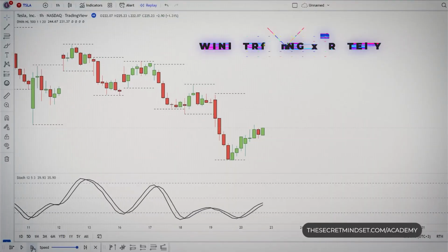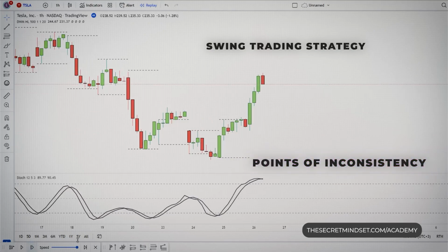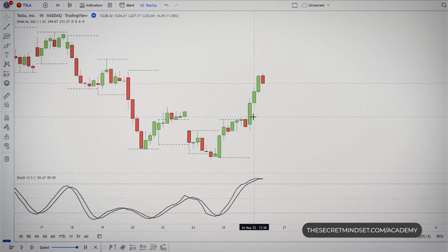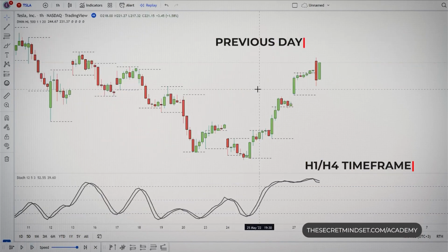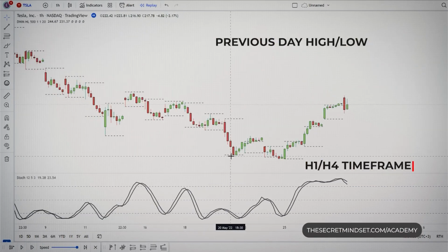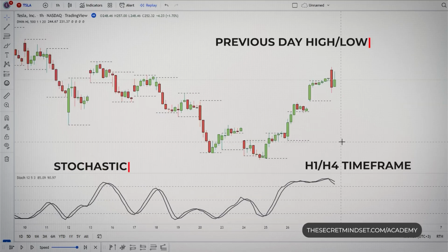Today I'm revealing a powerful swing trading strategy, which implies finding points of inconsistency on a market. We'll use the hourly and the 4-hour time frame, and we'll monitor the previous day's highs and lows. And we'll use one simple indicator, Stochastic, to find divergences.